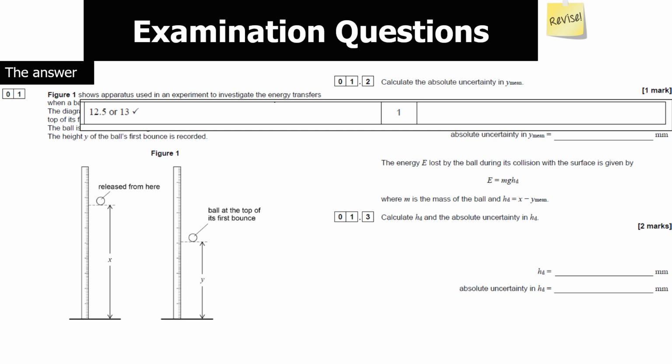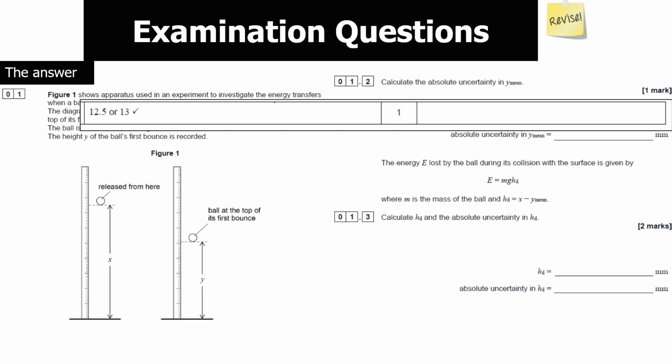Now this next point is asking you to work out Δh and the absolute uncertainty in Δh. From the previous question, you know your absolute uncertainty in y, and you know the value of y which you've worked out previously, and at that point what you can do is work out Δh by doing x minus this value.